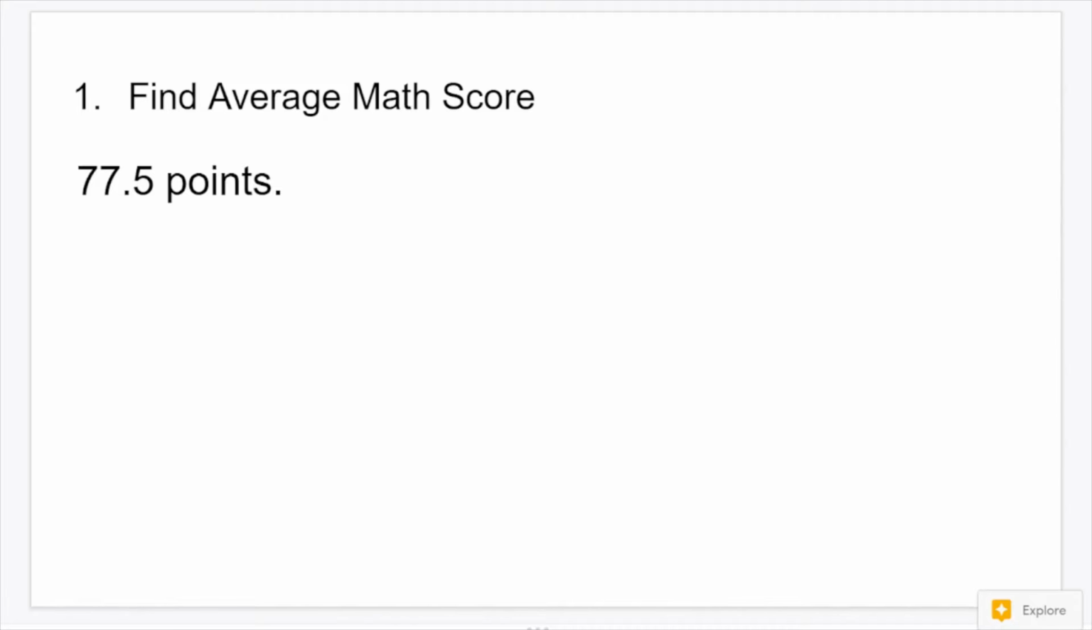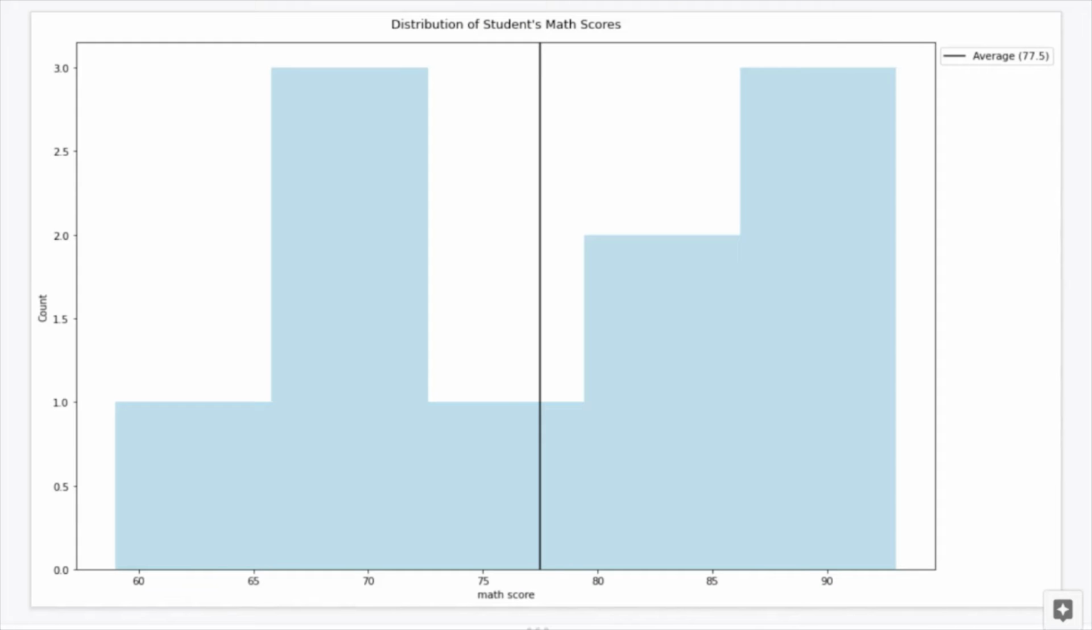So if we add up all the numbers, as you do, and then divide them by the number of rows, the number of variables that there are, which is 10, you're going to get 77.5 points. That's going to be your average math score, 77.5 points. Now, graphically, it looks like this. I showed you the distribution before. Now this is the distribution with the average plotted on it. So you can see where the average is.